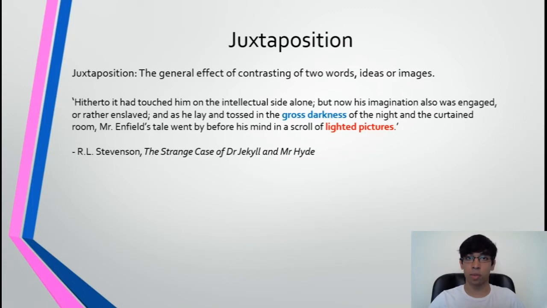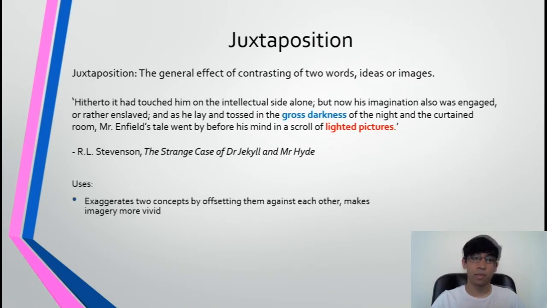Now this simple contrast between dark and light can mean quite a lot of things, and it can also create quite a few effects in the text. One useful thing about juxtaposition is that it offsets two different ideas against each other to exaggerate both of these ideas. So here we've got the darkness of the night being contrasted with the vivid light of a dream. And because these two things are placed against each other in a single sentence, it exaggerates both of these things. So the darkness seems darker, and the light of the dream seems lighter and more vivid.